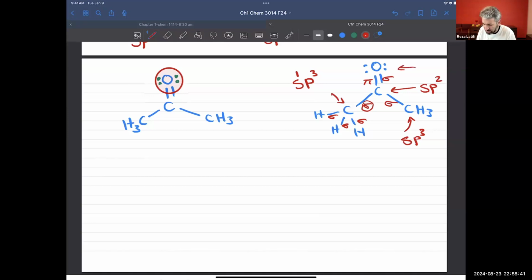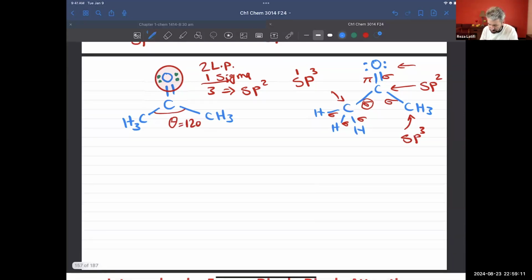How about oxygen? Oxygen is sp2. Why sp2? Because oxygen has 2 lone pairs, plus 1 sigma bond, which makes 3. So the hybridization will be sp2. So the bond angle is going to be around 120, and I assigned the hybridization for each one. Again, let me redraw this molecule.